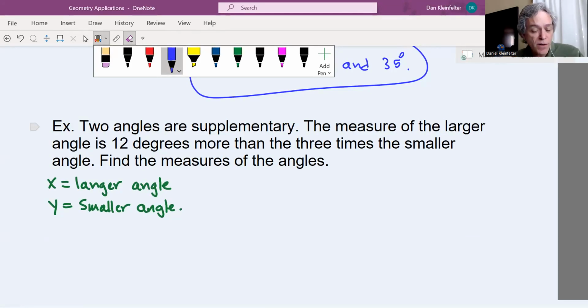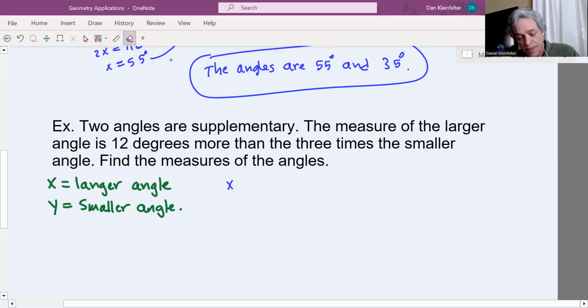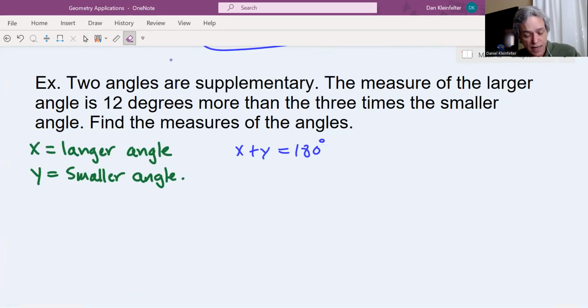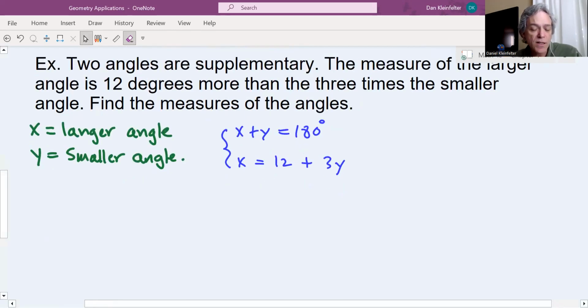Now for the equations. We know the two angles are supplementary. That means that x plus y has to equal 180 degrees. And then additionally, it says the measure of the larger angle, which is x, is, that's our equals, 12 degrees more than 3 times the measure of the smaller angle, which is y. So x will equal 12 plus 3y. So that's our system of equations. Once again, make sure that you're okay with that before we proceed.